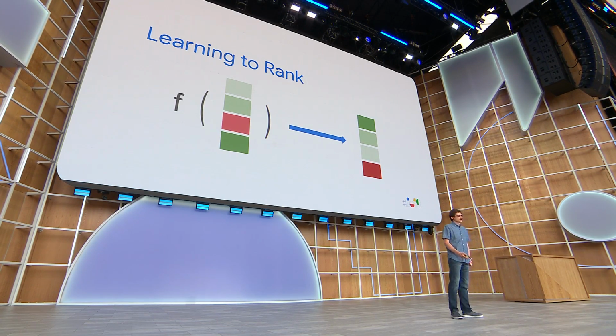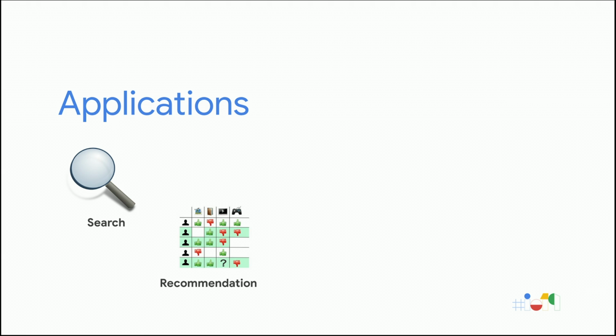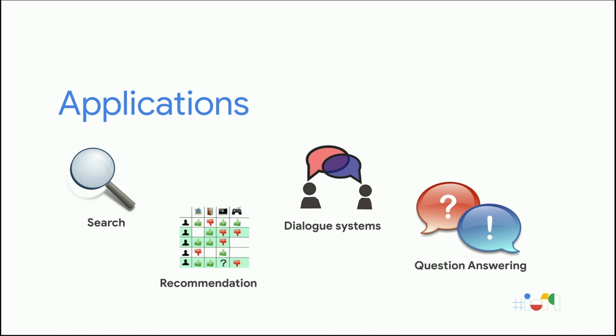This seems like a very abstract problem. However, it has a lot of practical applications. In search, we rank documents in response to user queries. In recommendation systems, we rank items for a given user. In dialog systems, we rank responses for a user request. And similarly, in question answering systems, we rank answers in response to user questions.